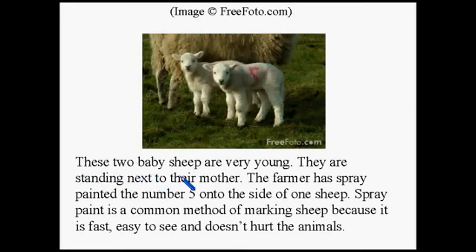These two baby sheep are very young. They are standing next to their mother. The farmer has spray painted the number 5 onto the side of the sheep. Spray paint is a common method of marking sheep because it is fast, easy to see, and doesn't hurt the animals.